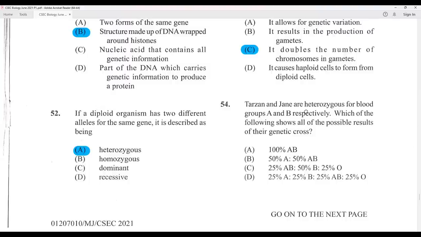Tarzan and Jane are heterozygous for blood groups A and B, respectively. So it means Tarzan is OA and Jane is OB. Which of the following shows all the possible results for their genetic cross? So you would have 25% O, 25% OA, 25% OB, and 25% AB. So it means you have four outcomes, and the only one that presents us with that is D.